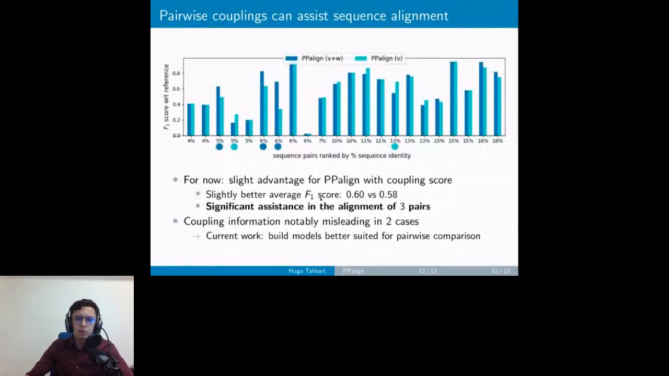We showed that direct coupling information could improve alignment quality. It was particularly significant in 3 cases out of 22. However, there are still some cases where the alignment was worse when taking into account this direct coupling score. And we are working on improving these results by trying to infer POTS models more suited for pairwise comparison, which is a different challenge from contact prediction.